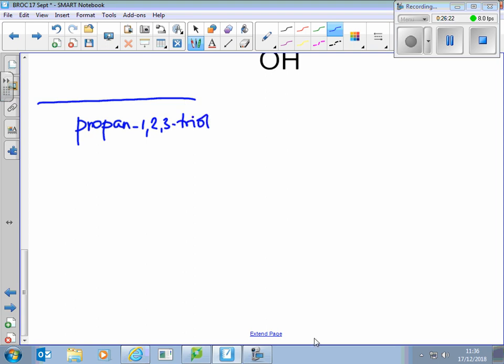Your propane is your 3 carbons, 1, 2, 3. So you put an OH group on all of them. Now, just depending on how you draw it, of course, if you stick them out this side, you'd be like that. And then hydrogens all the way round.